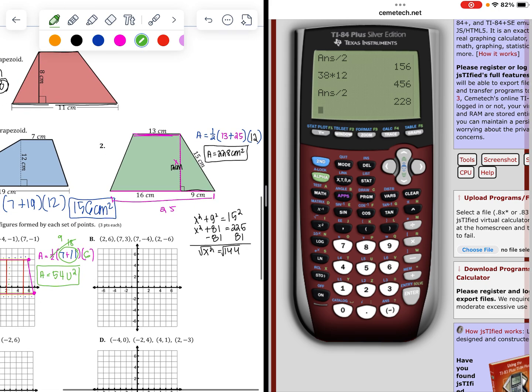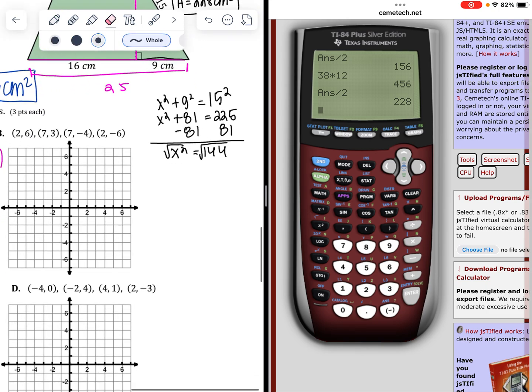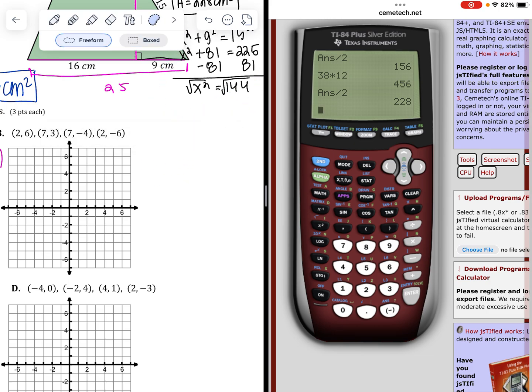All right, and I'm going to move on to the next one here. I'm actually going to move this work up from my other problem because I don't want it to be in my way. All right, let's see what this is here.